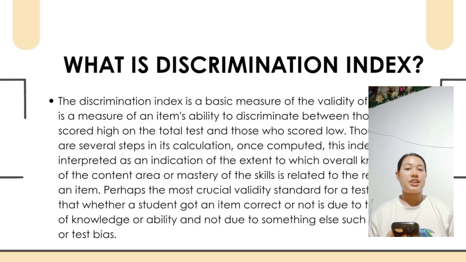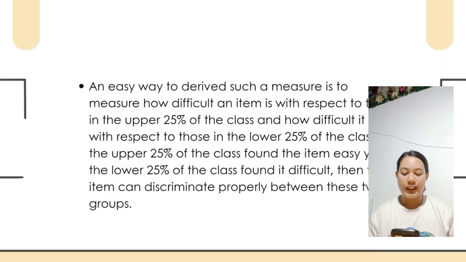So what is the discrimination index? The discrimination index measures an item's ability to distinguish between high-performing and low-performing students. It is calculated as discrimination index is equal to DU minus DL, where DU and DL are the difficulty indices for the upper 25% and lower 25% of test takers, respectively.